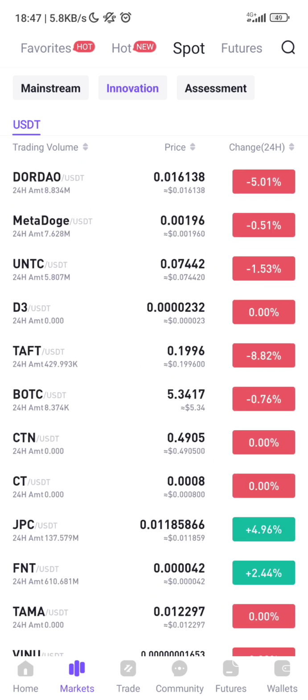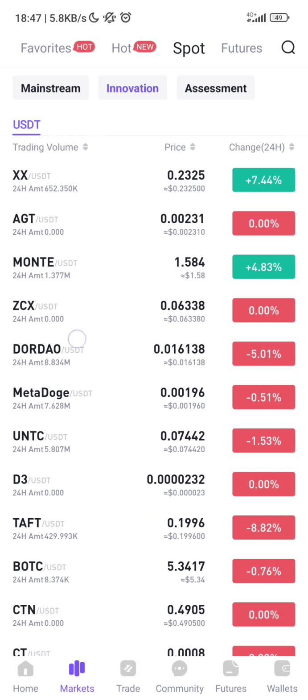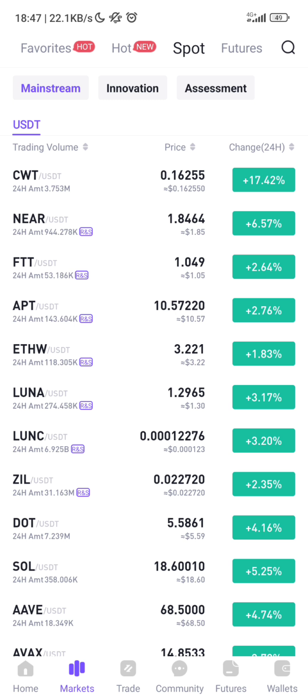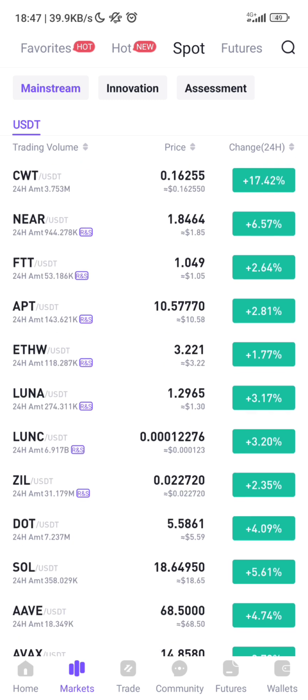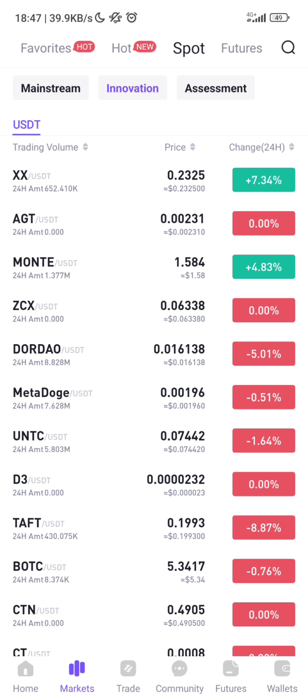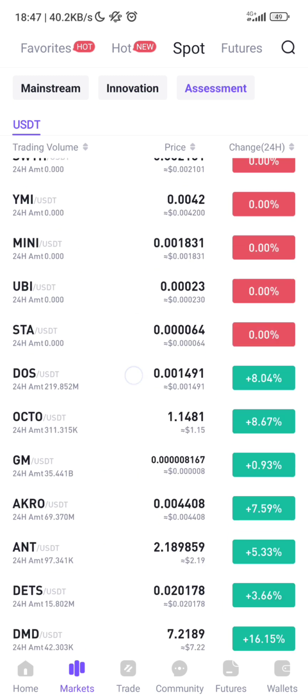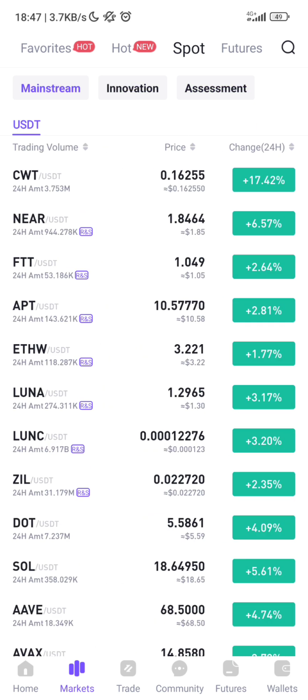So they have segmented them, so you can come to mainstream. That means the main coins, not like general coins. General coins are the ones people trade more often. We have innovation that has to do with technology, and we have assessment. So these are coins that are assessments. Any of these ones you want, now this is for spot trading.